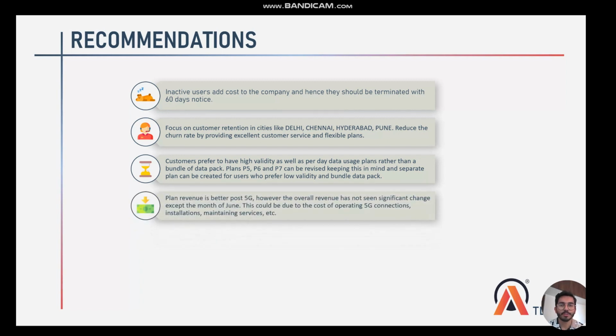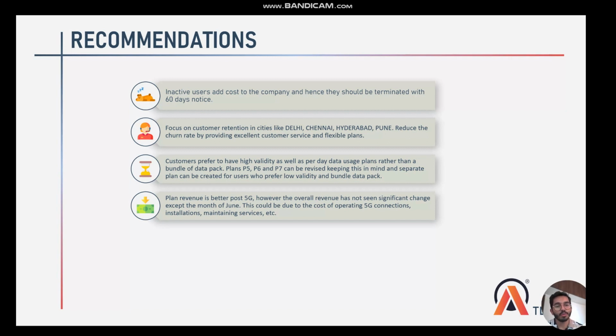Now let's talk about the plan revenue. As we saw earlier in the charts, plan revenue is still doing better than the overall revenue. Now there are certain reasons behind it. For example, the operating cost of 5G connections might be higher. Installations might be higher, for example towers and other facilities that will require electricity or other sources that make the 5G connection more reliable, right?